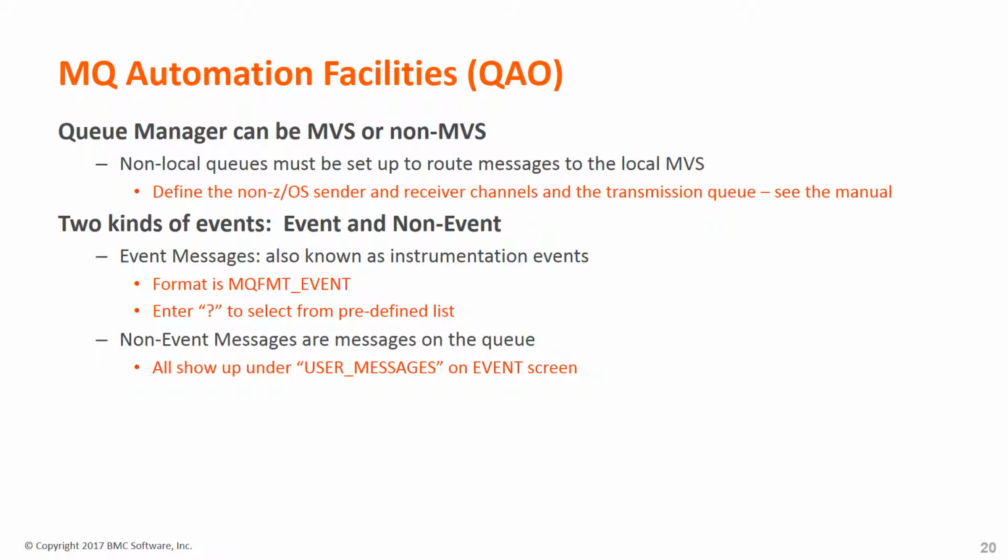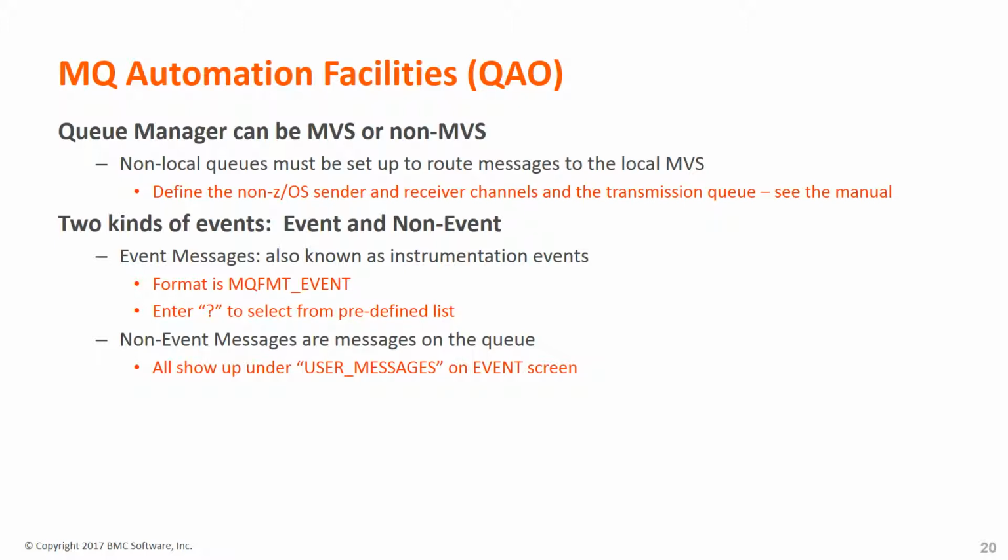Another AutoOperator solution is AutoOperator for MQ. AutoOperator for MQ supports queue managers that are either local on MVS or non-MVS queue managers. If you want to automate non-MVS queue managers from AutoOperator for z/OS, then you will need to define the queue managers in the distributed environment via sender-receiver channels. And if you want to trap the events, then you will need to reroute the events to a local queue where the MVS queue manager is.